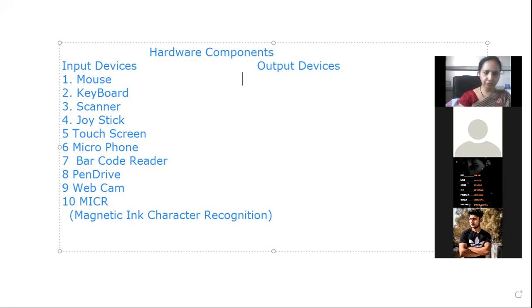Then certain output devices. Anyone knows about some output devices? Is monitor an output device? Yes. CPU? CPU is not an output device. Printer, yes, printer is output. CPU is not an output device. Speaker.